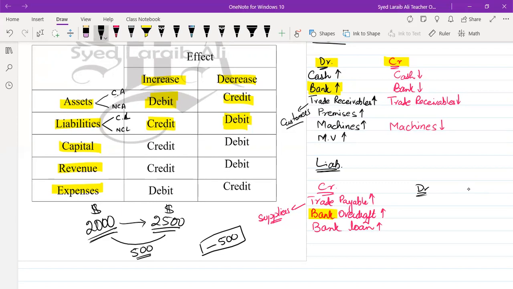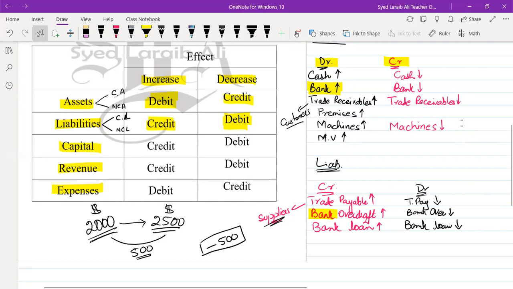When we pay to our suppliers, the trade payable decreases. When the trade payable decreases, it is recorded on debit side. In the same manner, when we pay the bank overdraft to the bank, so the bank overdraft will decrease and will be recorded on debit side. In the same manner, if we repay the bank loan to the bank, the liability decreases and it is recorded on the debit side. I hope it is clear to you till here.